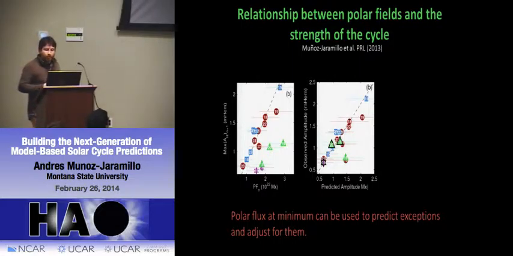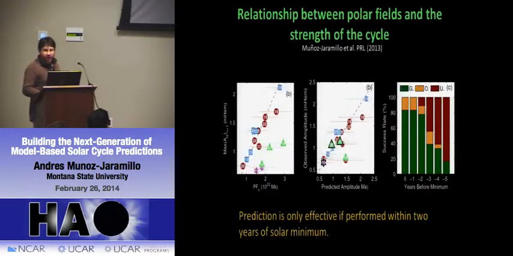Okay? Now, all this analysis was, in a sense, done more with the objective of, as a proof of concept, that predicting the solar cycle with the polar flux is possible. But this is done using ideal conditions. You know where solar cycle minimum is. You know when it's happening, everything.